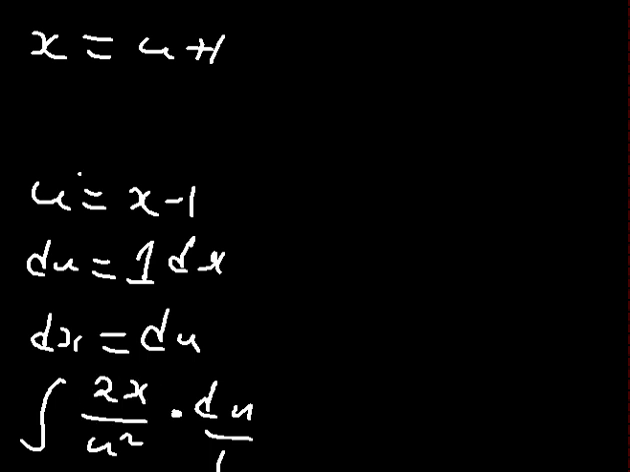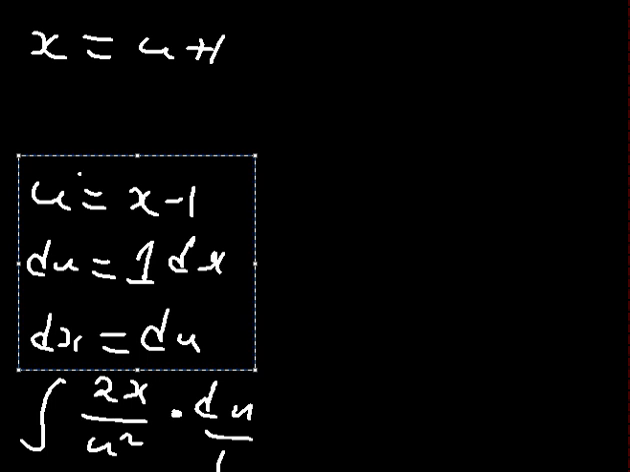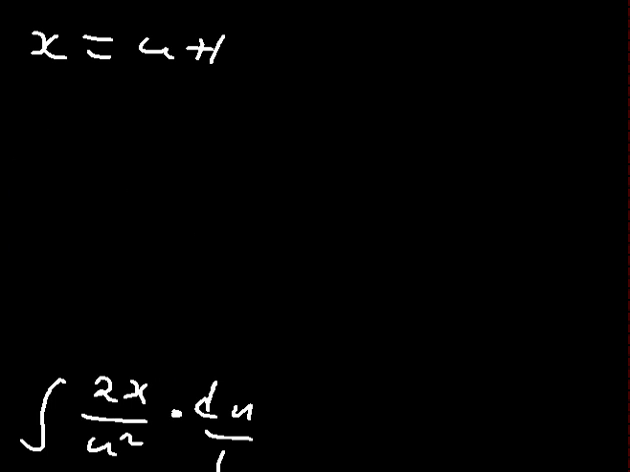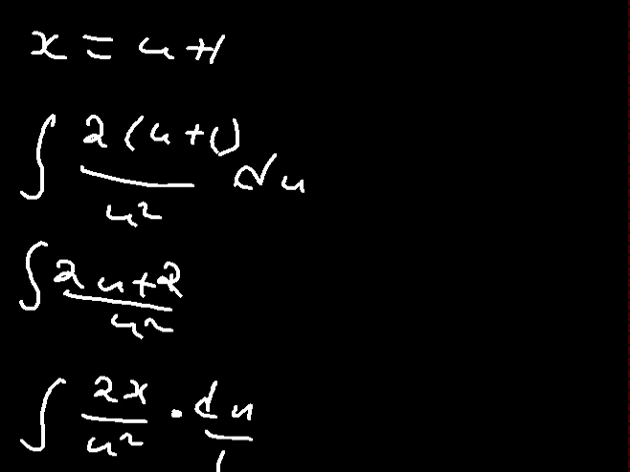So now we'll have it as, so that's what you call the changing of the variable. So now we have the integral of 2 times u plus 1, divided by u squared, times du in that case. Which means we'll have the integral of 2u plus 2 over u squared du.